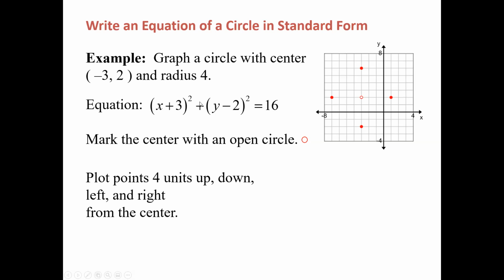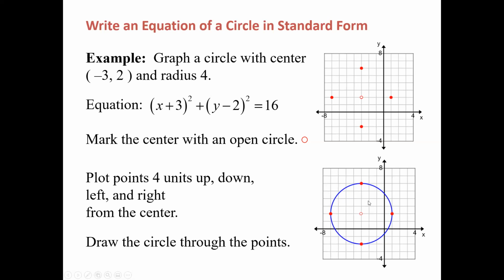Then, since the radius is 4, we count 1, 2, 3, 4, 1, 2, 3, 4, 1, 2, 3, 4, 1, 2, 3, 4, and then we connect the dots, hopefully in a smooth curve, so that it looks like this.